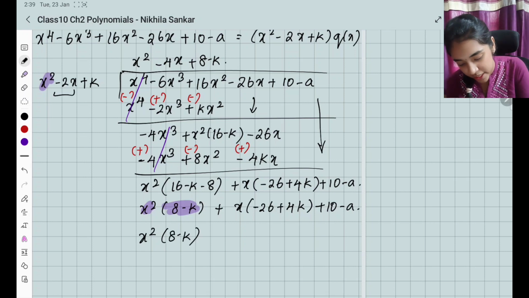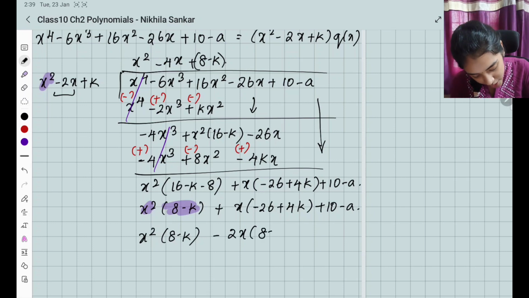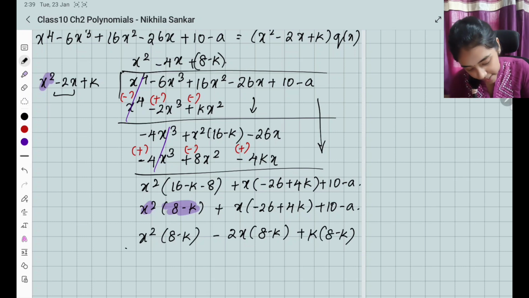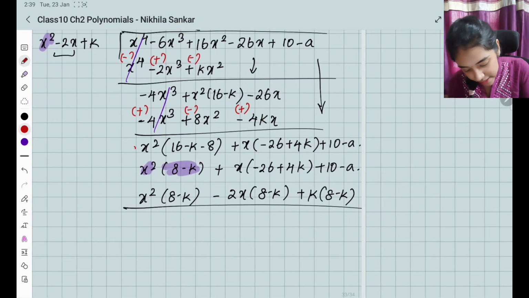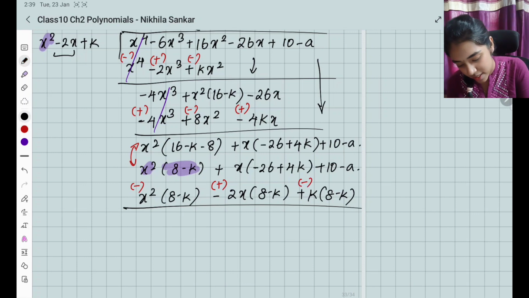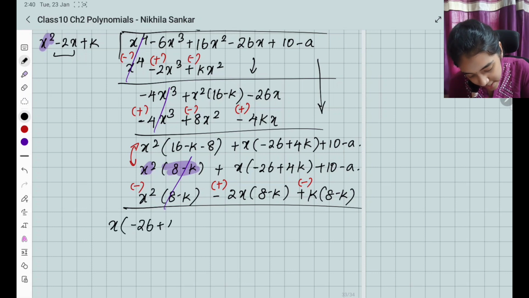Next term, what? Minus 2x into 8 minus k. We have to multiply by 8 minus k. So minus 2x into 8 minus k, then plus k into 8 minus k. Now when I subtract, this step is also the same. Please don't get confused. So this becomes a minus, the minus becomes a plus and plus becomes a minus. Now overall what happens? The first term gets cancelled and I'll be left with, taking x common, minus 26 plus 4k plus 2 into 8 minus k.